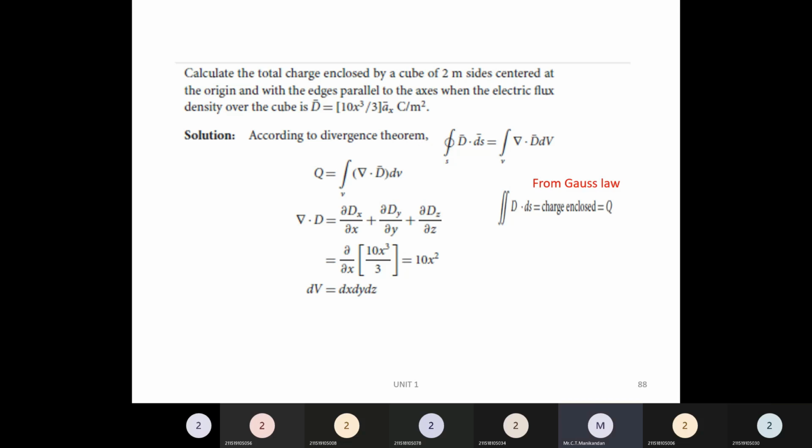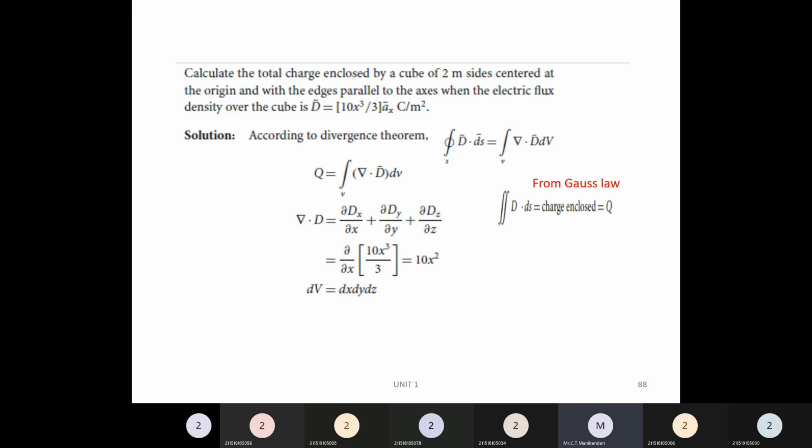So volume integral of del dot D into dV gives rho V. Don't wonder where del dot D comes from. By the divergence theorem, surface integral of D dot ds equal to volume integral of del dot D into dV. This volume integral of del dot D into dV is nothing but the charge. Also from Gauss law, we can find that.